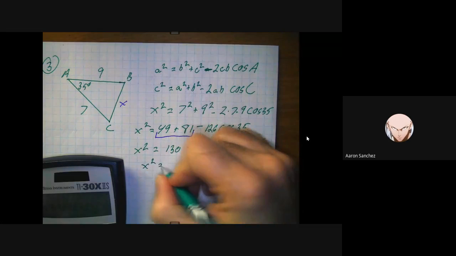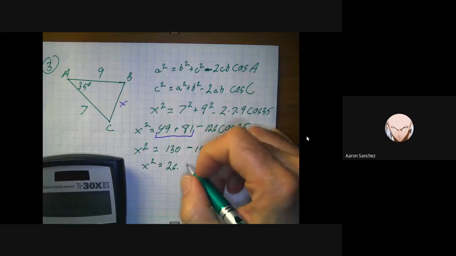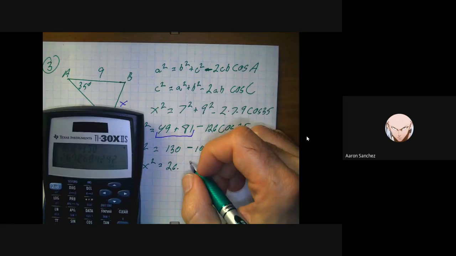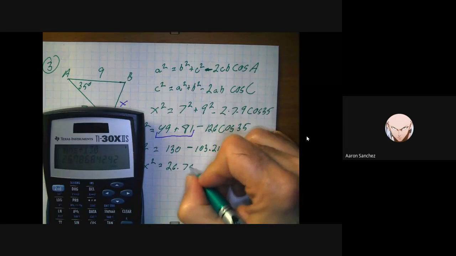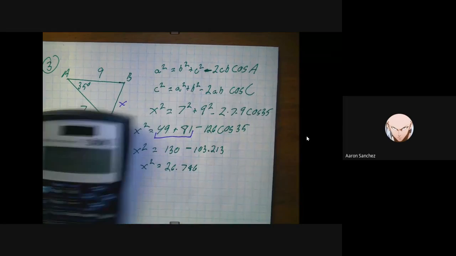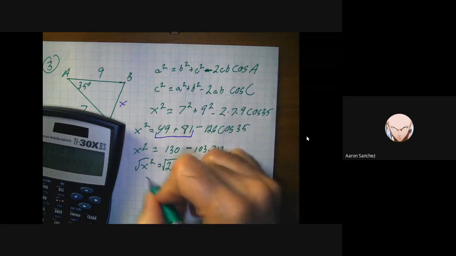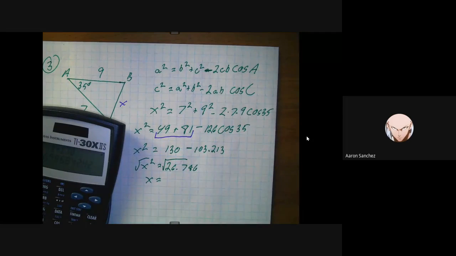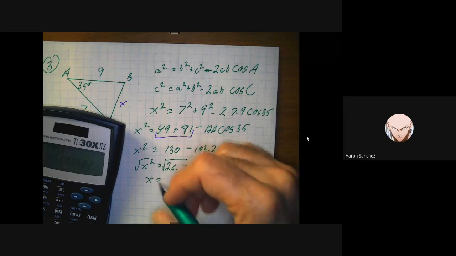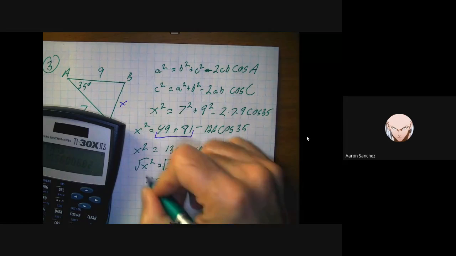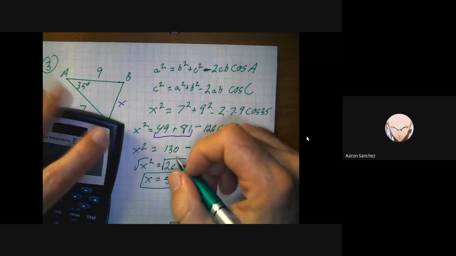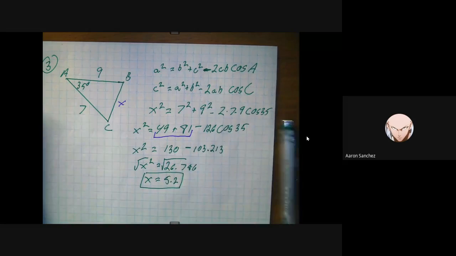X squared equals 26.786, whatever. Now to solve for x squared, I take the square root. This is a lot more involved in the algebra here. I get 5.2. So x is 5.2.